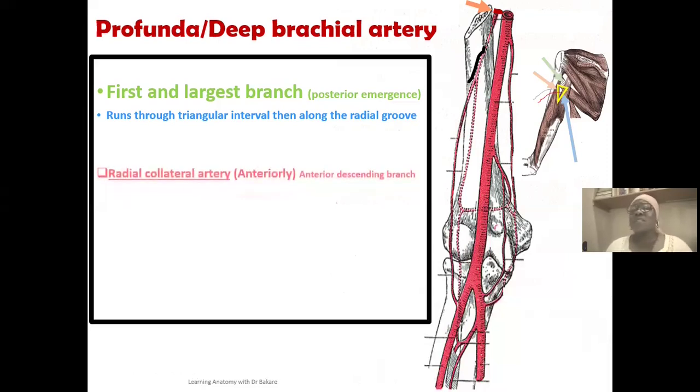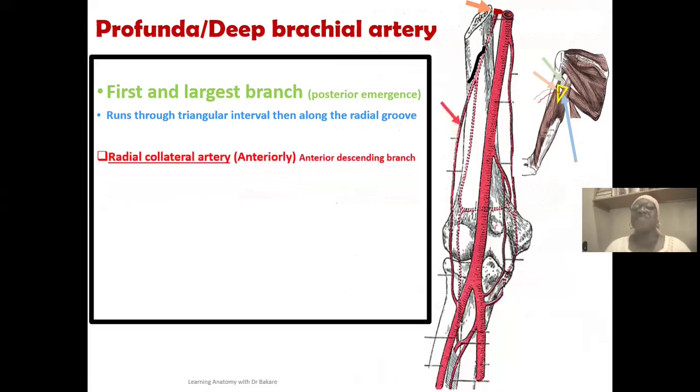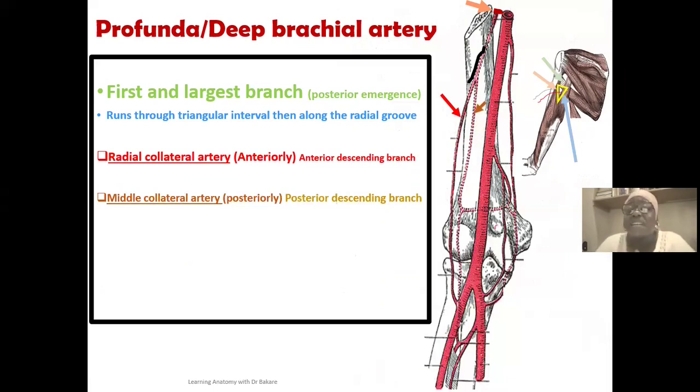And after this course, it is finally seen to divide into the radial collateral artery. This is where we have the radial collateral artery here in this anterior region. It is also referred to as the anterior descending branch because it is seen to cross through the anterior region. While on this other side behind, we have the middle collateral artery, which is seen at the posterior part. This artery can also be referred to as a posterior descending branch because it is seen to cross behind the humerus. So you see that after exiting the radial groove, it is finally seen to subdivide into two branches.